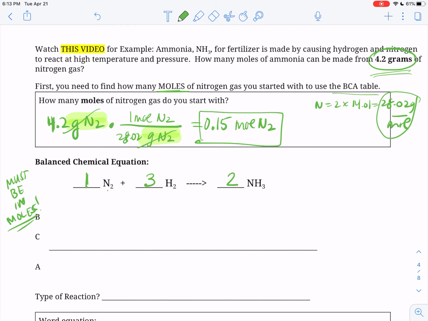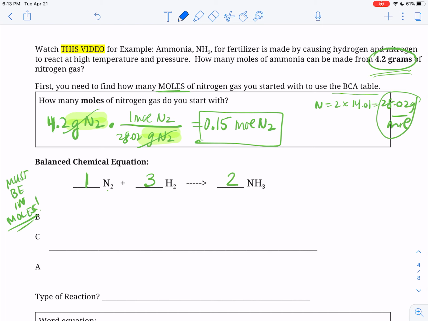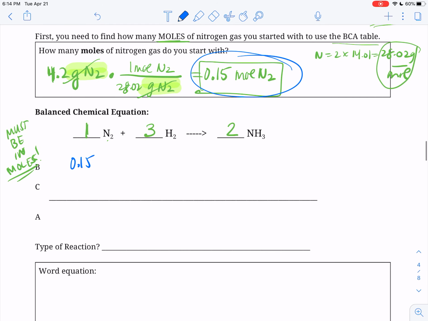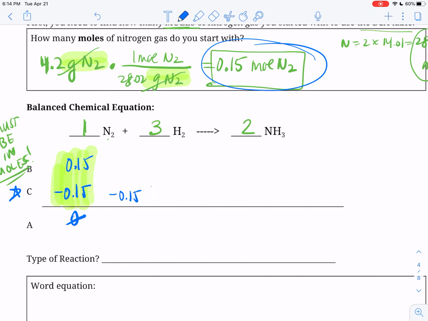Now I'm ready to start my BCA table, because now I have my given 0.15 moles of N2, so that's going to be my before here. Then I'm going to use all that up to come up with nothing left over. Remember, the change line is the important one. Here's the given, so everything is going to be based on that amount. So I'm going to have 0.15 here, and then my product, I'm going to add 0.15 and the ratio.